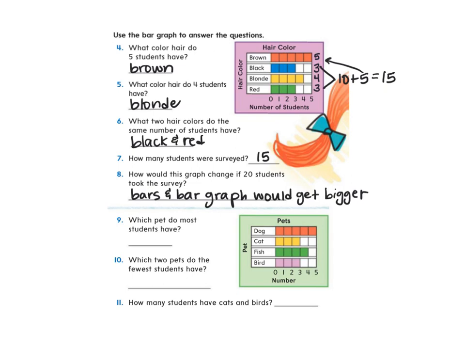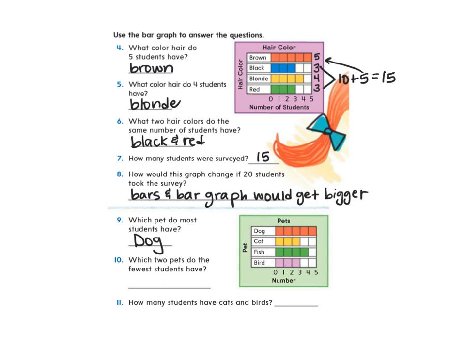So let's look. Which pets do most students have? Well, I see that the biggest bar is right here, and it's even with 5. And there's no other bar that is that large. So dog is that bar. So I'm going to say that dog is the pet that most students have.